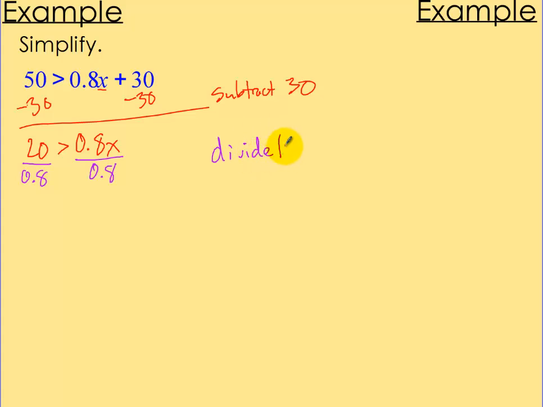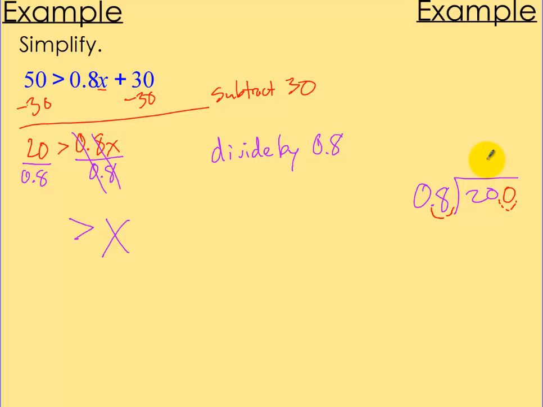Divide by 0.8. So when you divide, those 0.8s cancel. I'm left with the x. I'm left with this inequality. What's 20 divided by 0.8? Well, I'm not going to use a calculator. One thing I know when I'm dividing, 20 divided by 0.8. Well, I don't like a decimal on the outside, so you move that decimal over. That means this decimal gets moved over. So it's like 200 divided by 8.